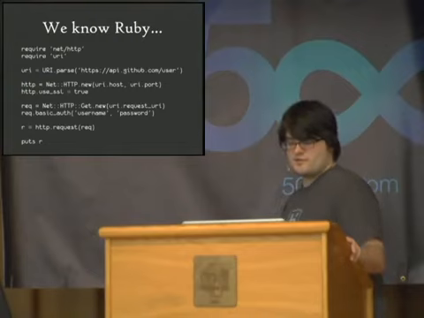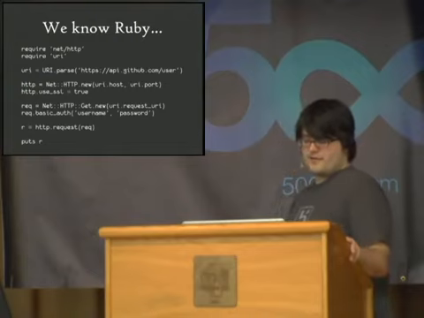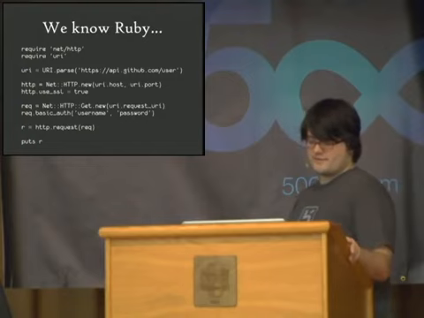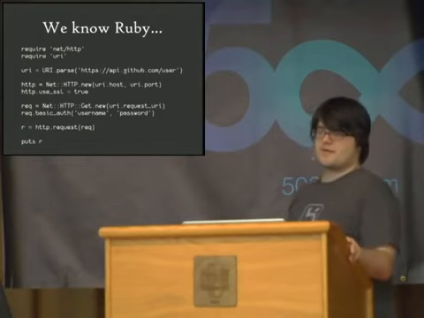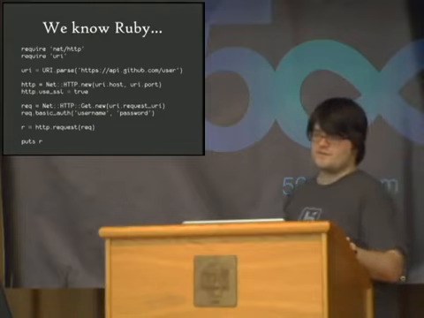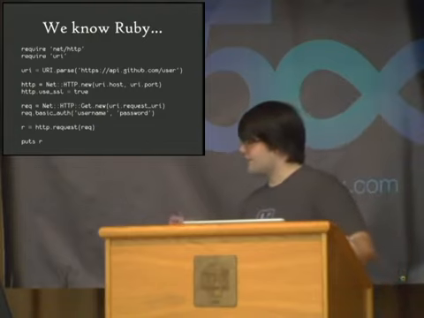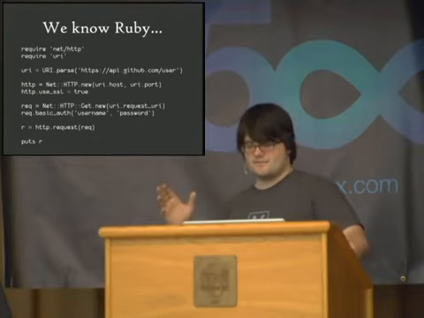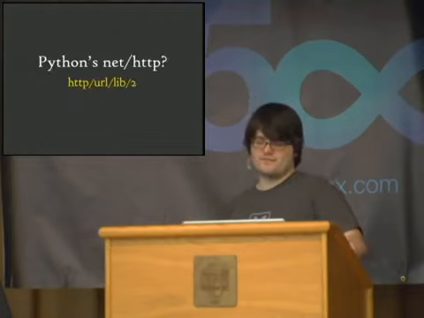Then you create a request from the connection with the URI passed in, and you attach your basic authentication to the request, and then you make a request, and you get your response. It took a little bit of work, but it was pretty straightforward, and I think it's a pretty nice way to go about things at a low level.